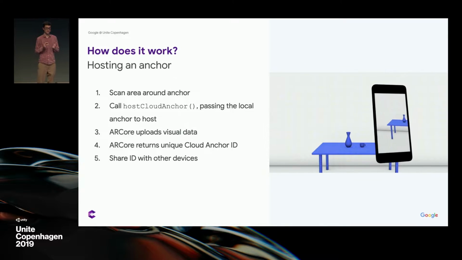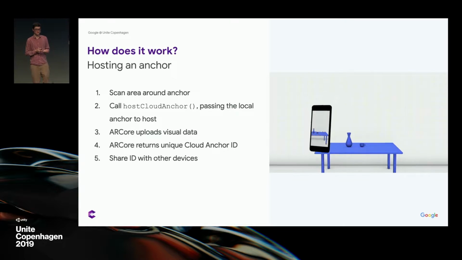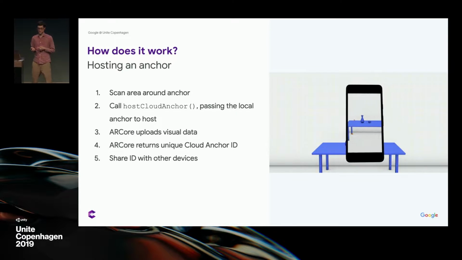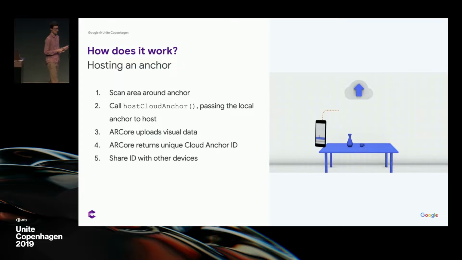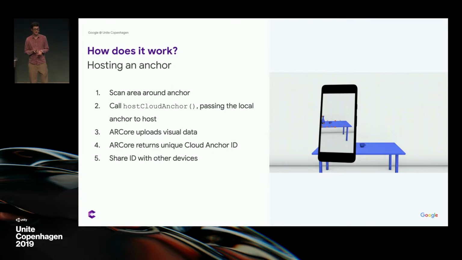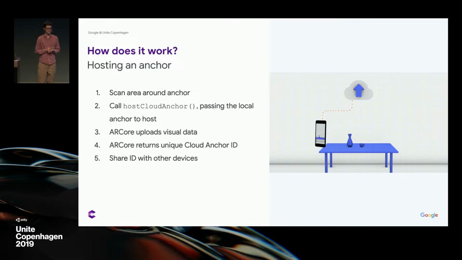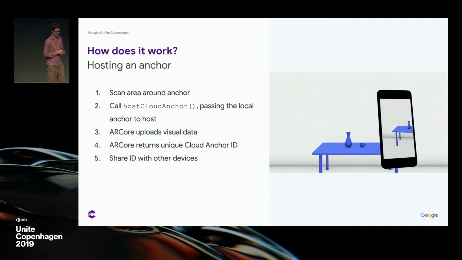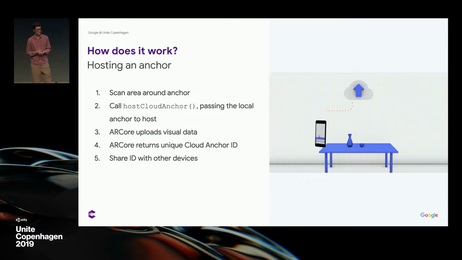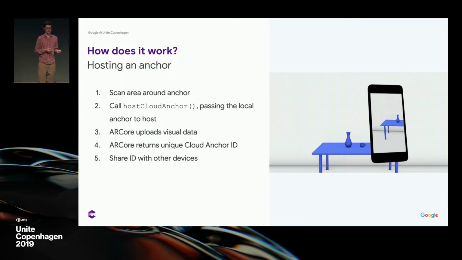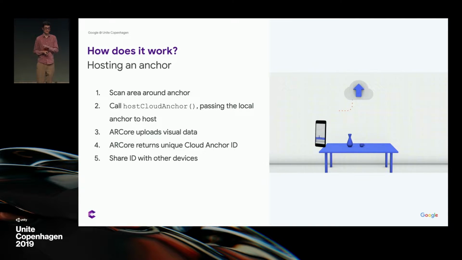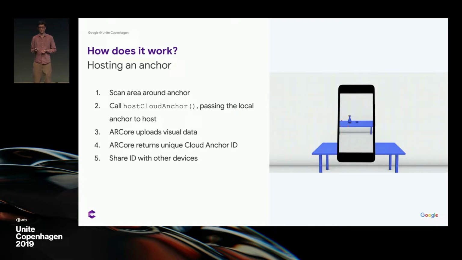There's hosting, where you create a new cloud anchor, and there's resolving, where you add an existing cloud anchor to your scene. To host, you first scan the area around the anchor that you want to host with the device's camera for several seconds. Then you call host cloud anchor, passing the local anchor you want to host. Now in the background, ARCore is going to upload some visual mapping data to the ARCore Cloud Anchor service, which will then process that information. When that's done, ARCore returns a unique Cloud Anchor ID string to the application. That Cloud Anchor ID uniquely identifies that Cloud Anchor. You can share that ID with other devices by any means.